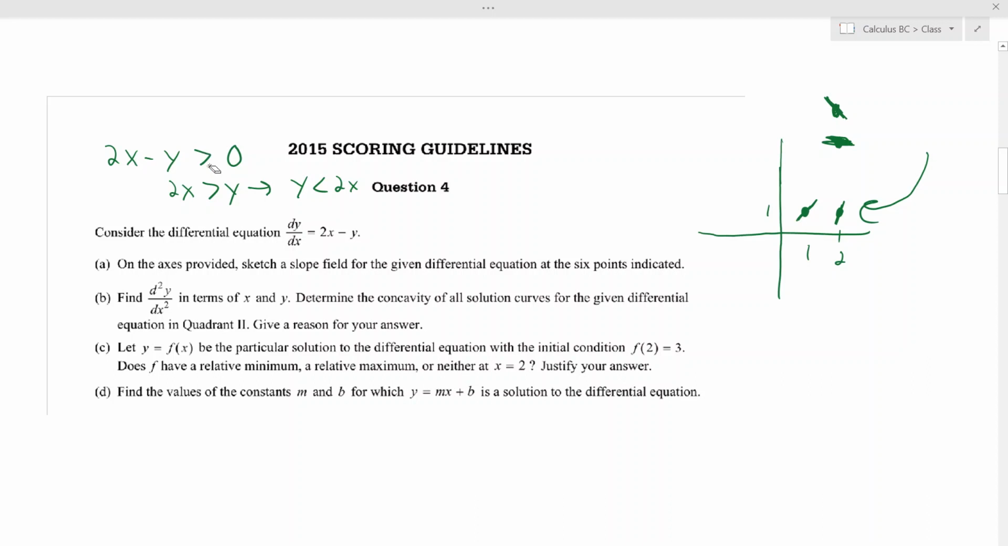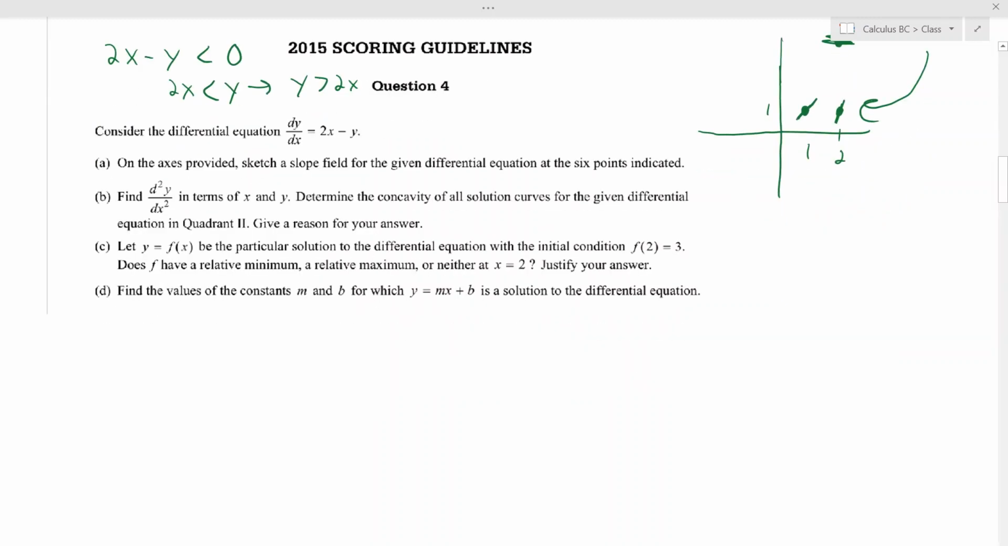All right, and if they asked you describe all points where the slope is negative, same thing, it would be y is greater than 2x. So you want all the points that are above the line 2x. Yeah, above the line 2x.